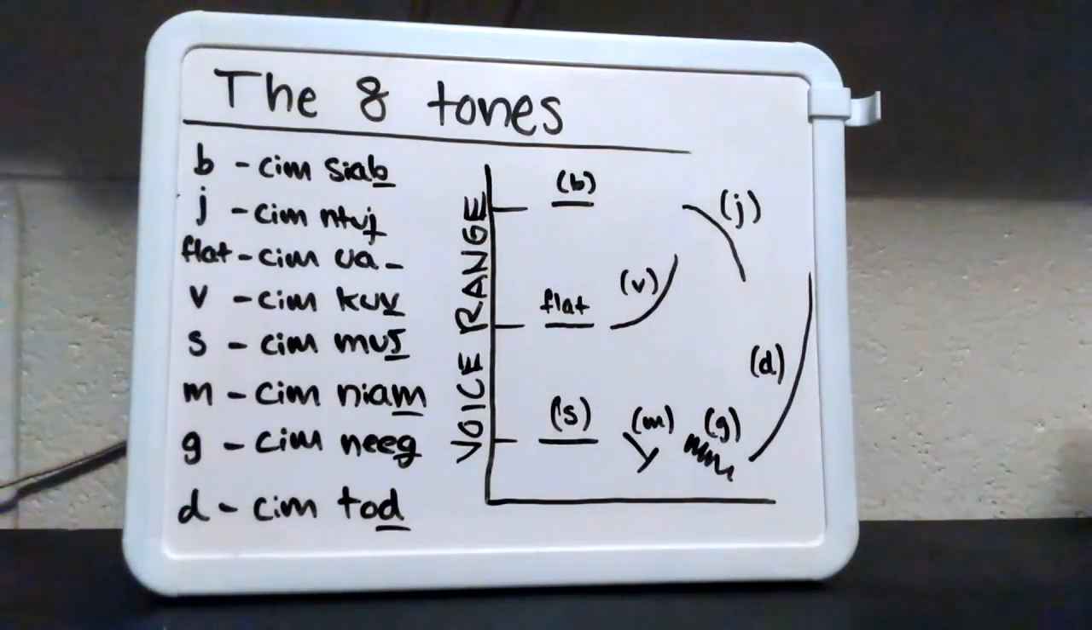D is probably the most controversial tone on this list. A lot of people are trying to just get rid of the D tone and replace it with the V tone. But I would advise otherwise because NTAWV is not the same as NTAWD. Those are not the same words. Because NTAWV means paper, but NTAWD means that.